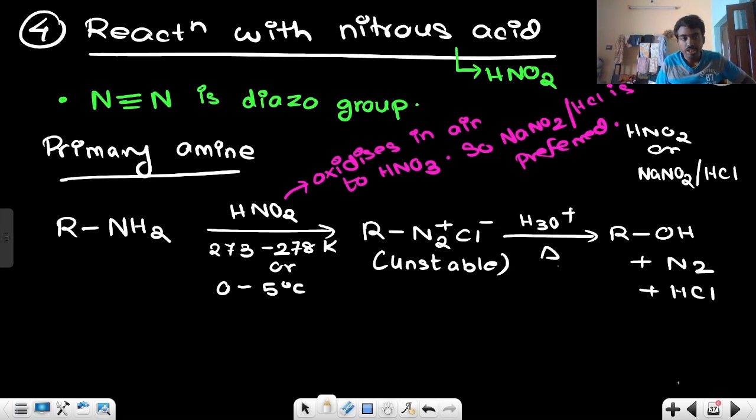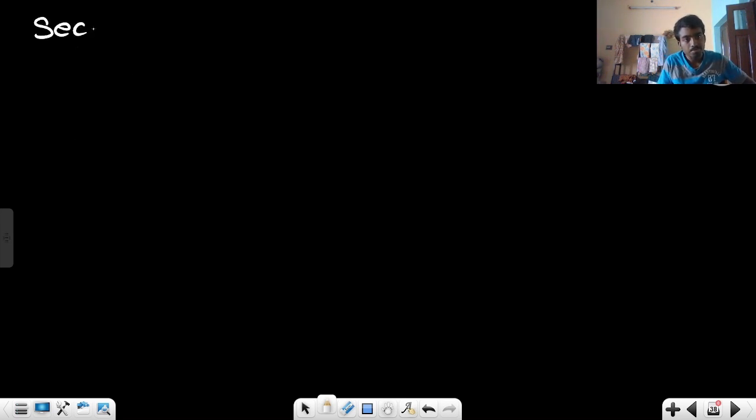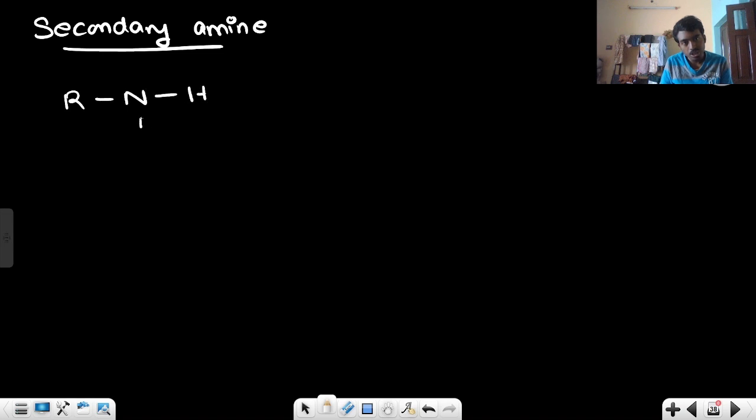Next, secondary amine. If it is a secondary amine, you understand R, N, H, R. This is a secondary amine, right? When I am treating it with HNO2, what forms? First, let me talk about the mechanism. A little bit of mechanism, nothing very difficult. See here, the structure of HNO2 is HONO. This is HNO2.